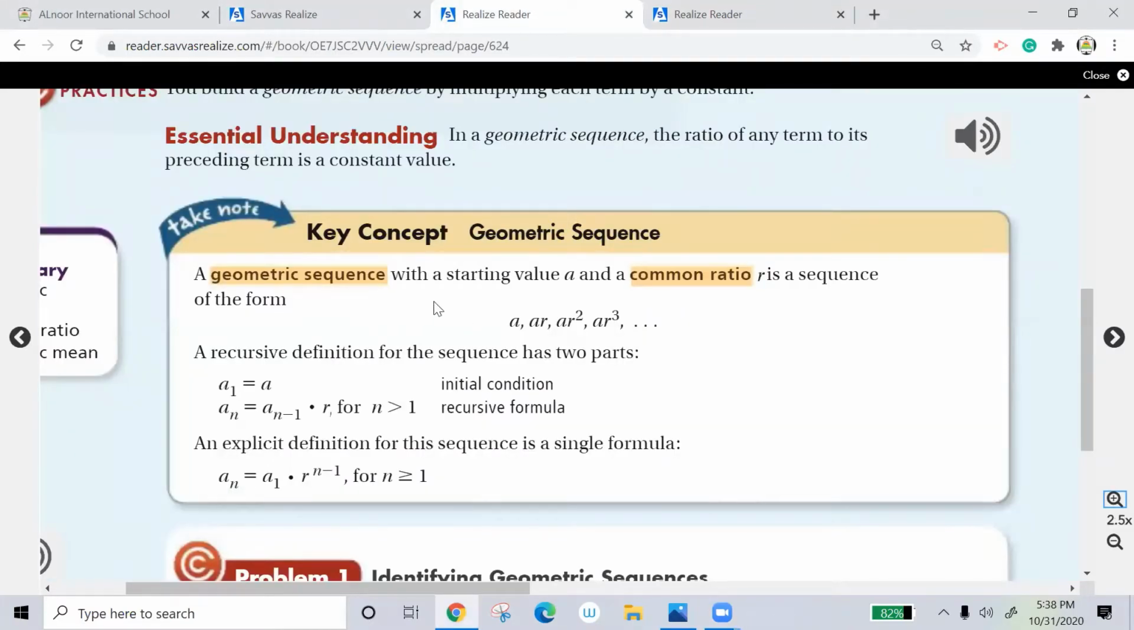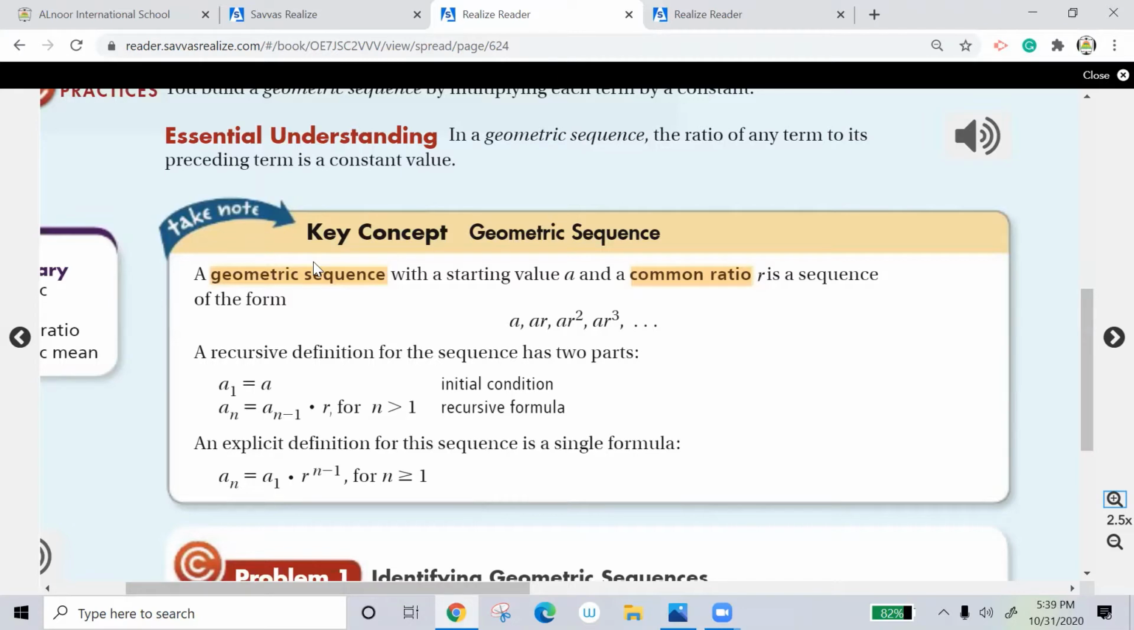A geometric sequence with a starting value of A and a common ratio R is a sequence of the form A, AR, AR squared, AR cubed, and so on. Our recursive definition for the sequence has two parts: A sub 1, which is our first term, and the recursive formula, A sub n equals A sub n minus 1 times R. Remember, our R is our common ratio, the second number over the first number, or the succeeding number over the preceding number.